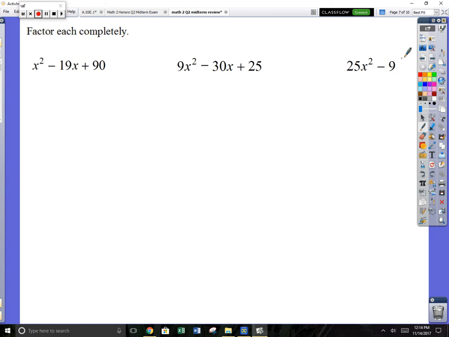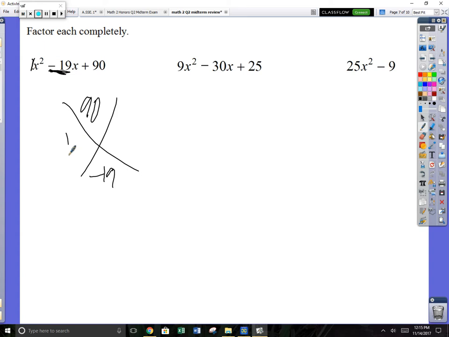Okay, let's do some more. Let's do 3 more. Now, this guy, you can't really shrink it down. It's simplified as far as it's going to go. So, and there's no square roots, so this is just the first type that we learned. Let's figure out what is going to times to make a 90, but add to make a minus 19.